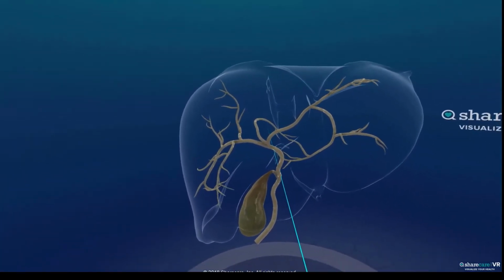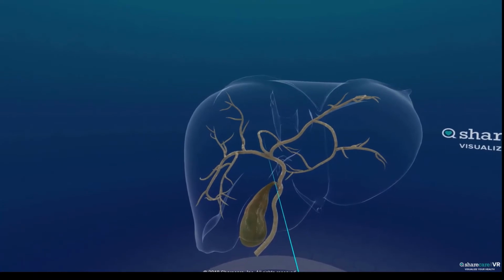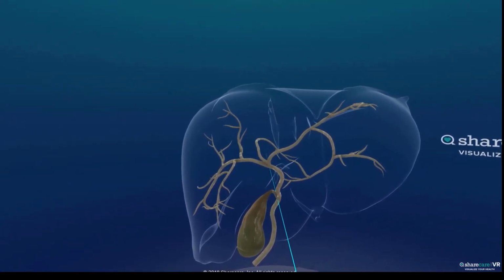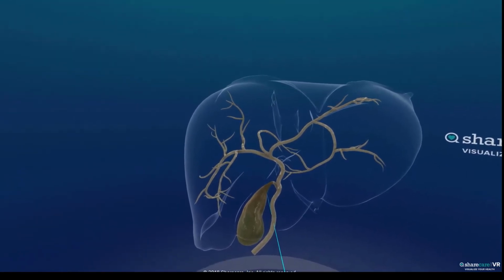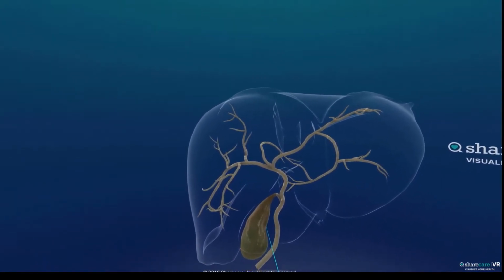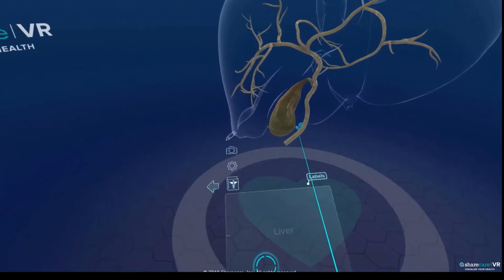The common hepatic duct joins up with the cystic duct from the gallbladder here, and they form the common bile duct, and that passes posterior to the head and neck of the pancreas and then goes into the duodenum.